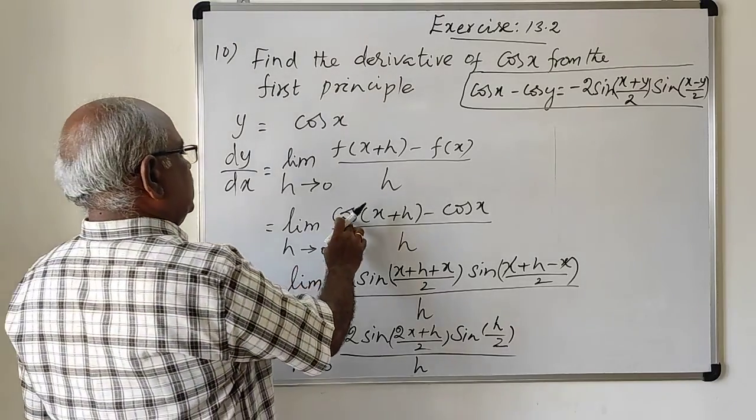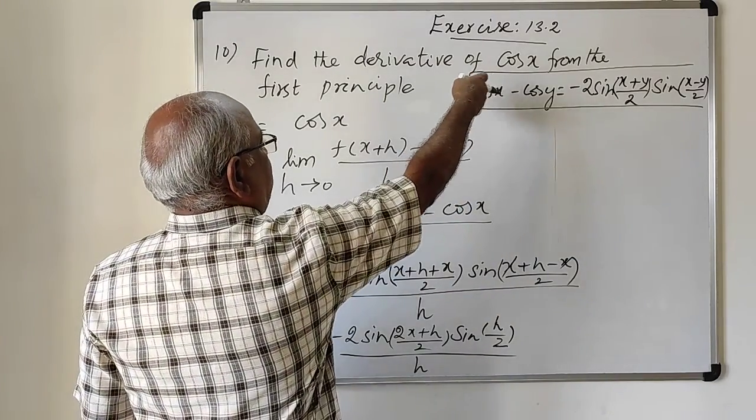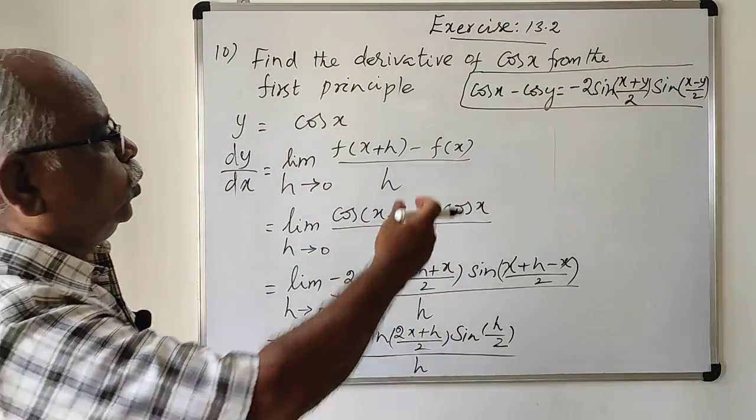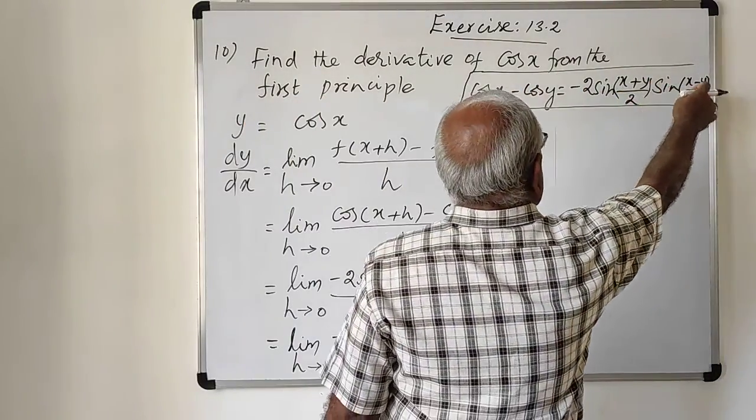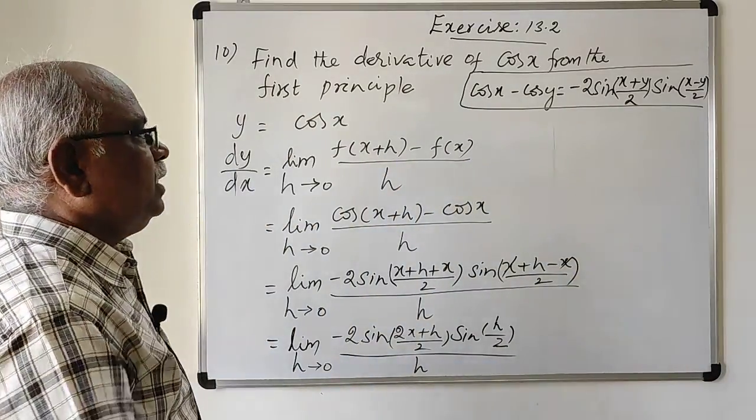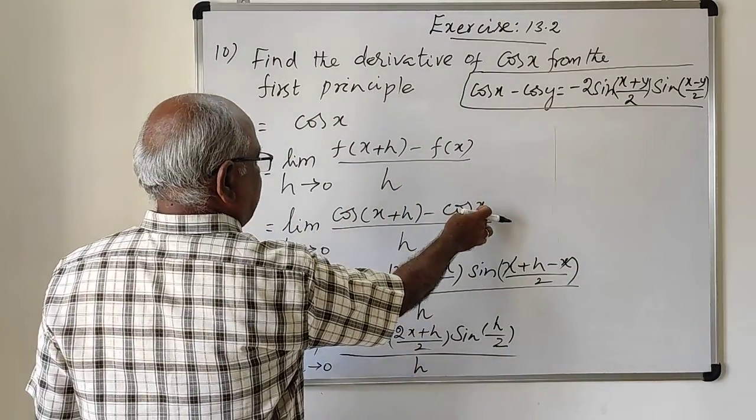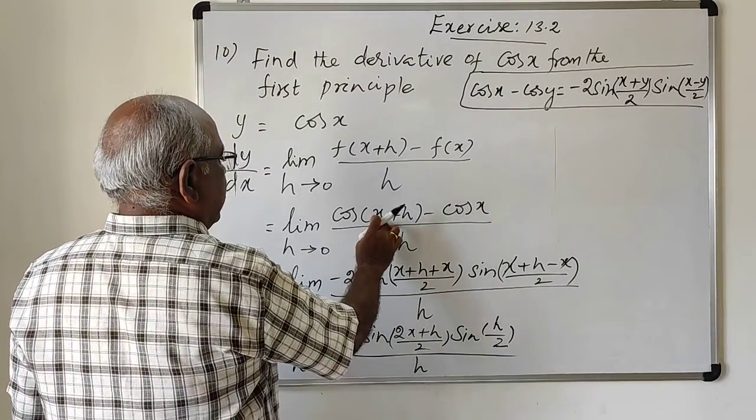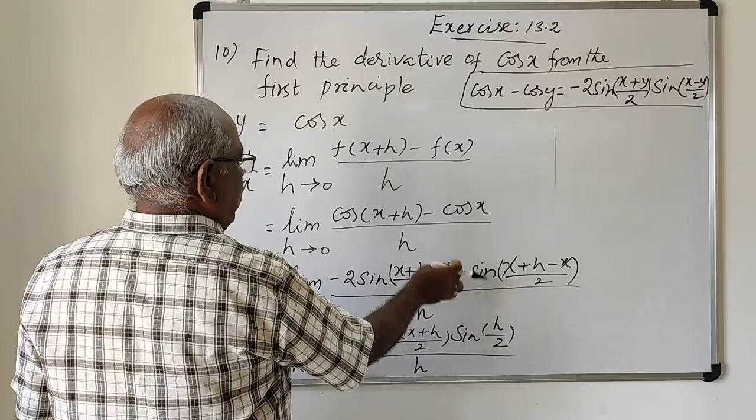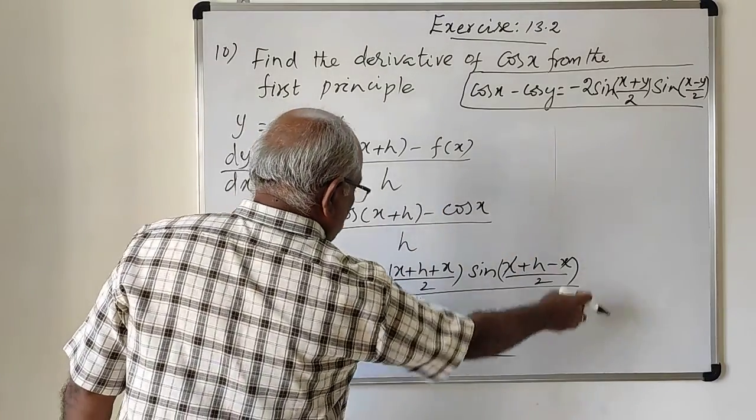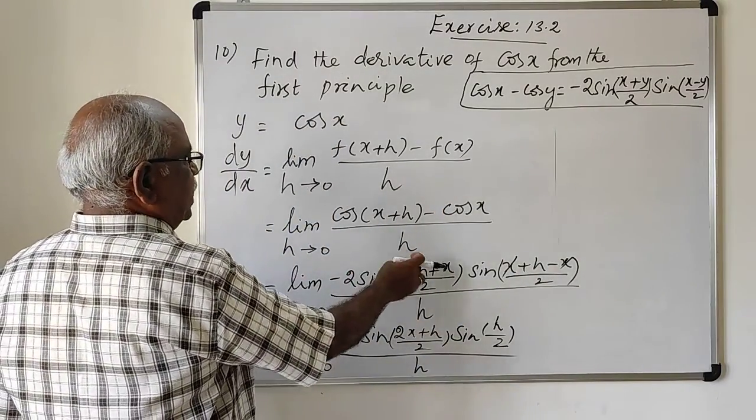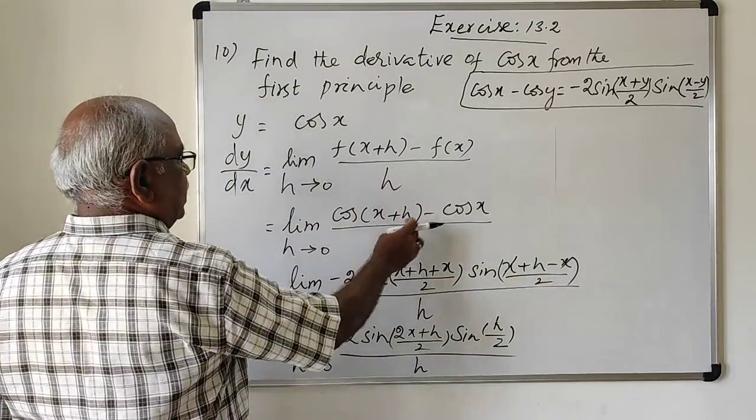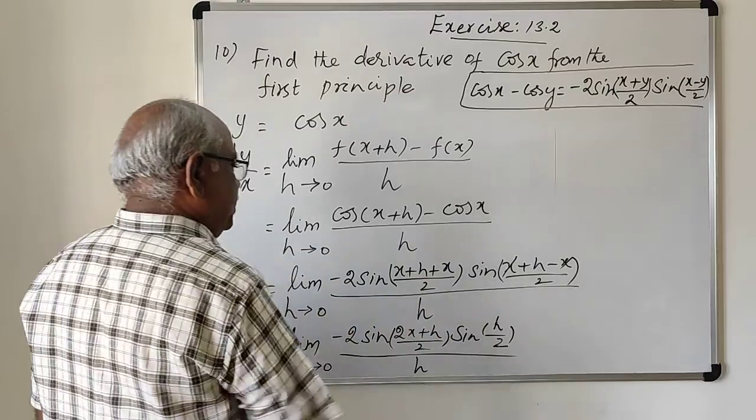In the next step, using the trigonometric identity, cos x minus cos y is minus 2 sin of (x plus y) by 2 into sin of (x minus y) by 2. Using that idea, cos of (x plus h) minus cos x is minus 2 sin of (2x plus h) by 2 into sin of (x plus h minus x) by 2, with denominator h.